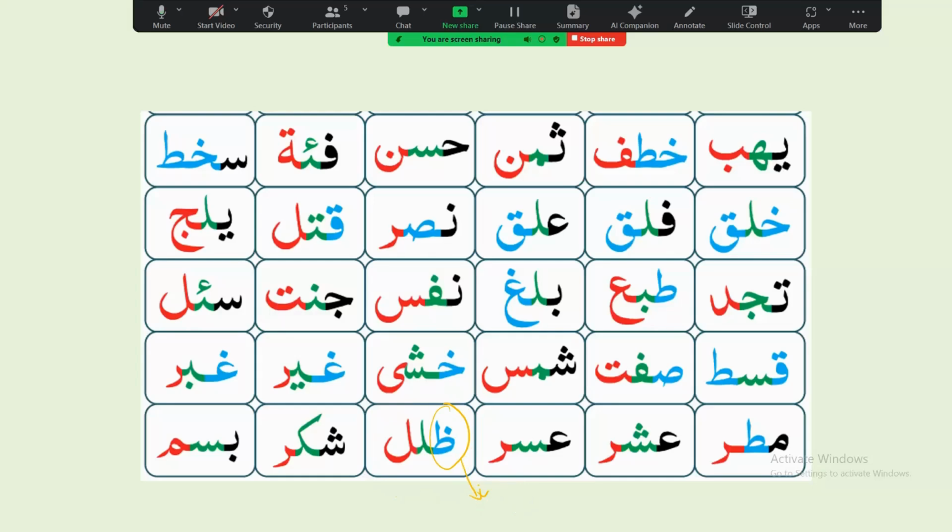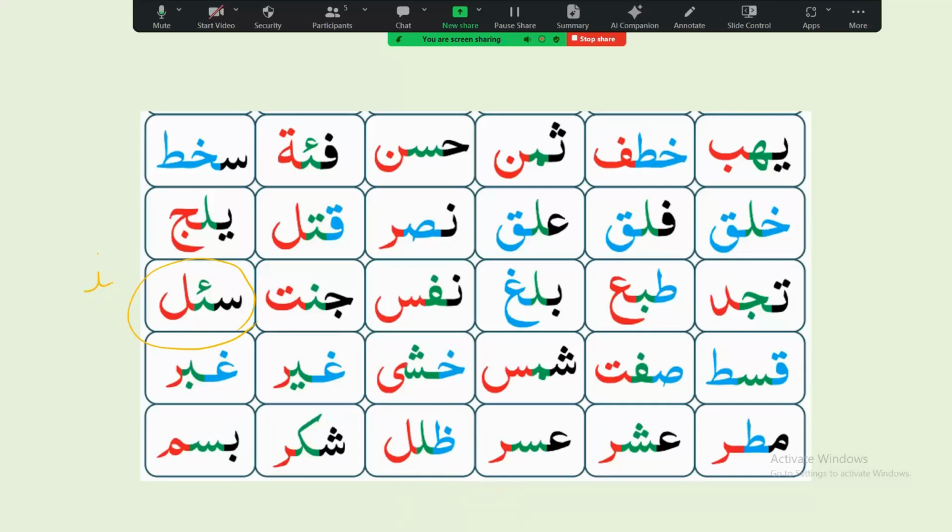Wa, and then lam. Wa lam. Yes, very correct. The guess was actually correct, but the problem was a little in the sound, the way you articulated it. So very good, sister. And then we have this one. Who is going to guess this one? Exactly, sister. This is Hamza in the middle.